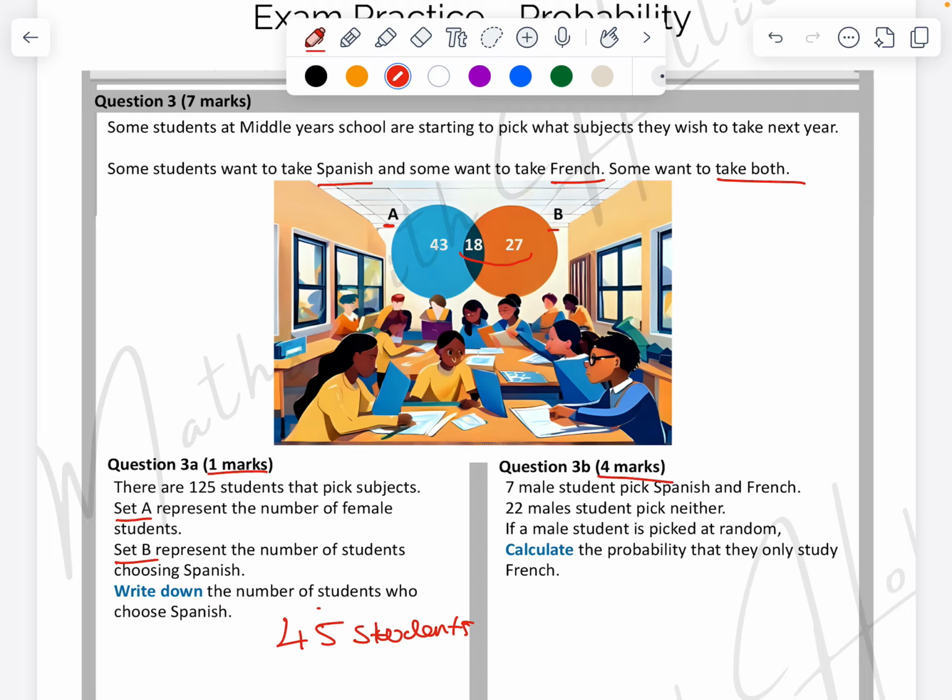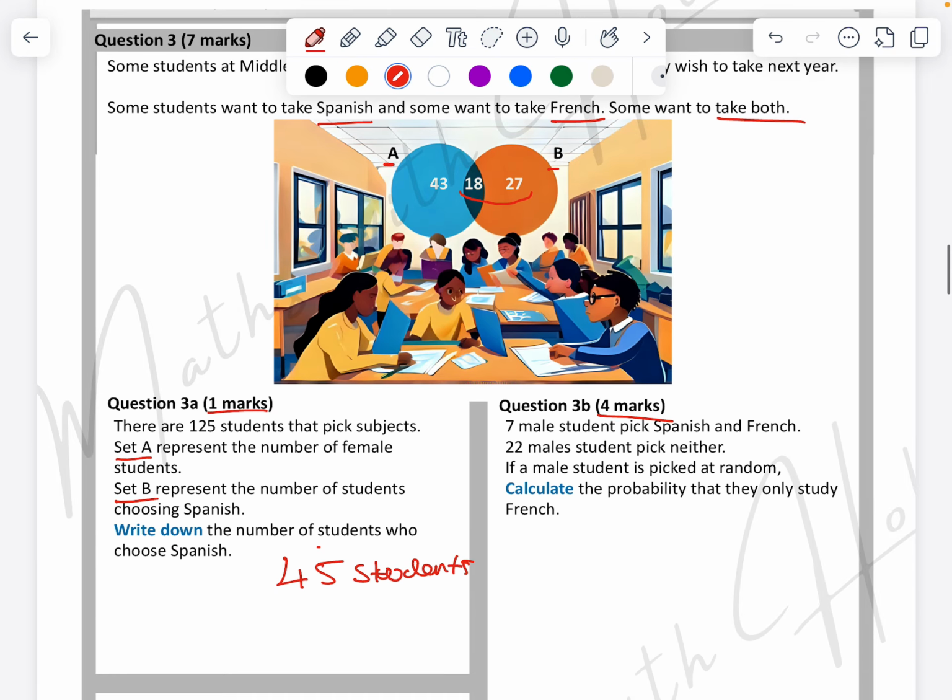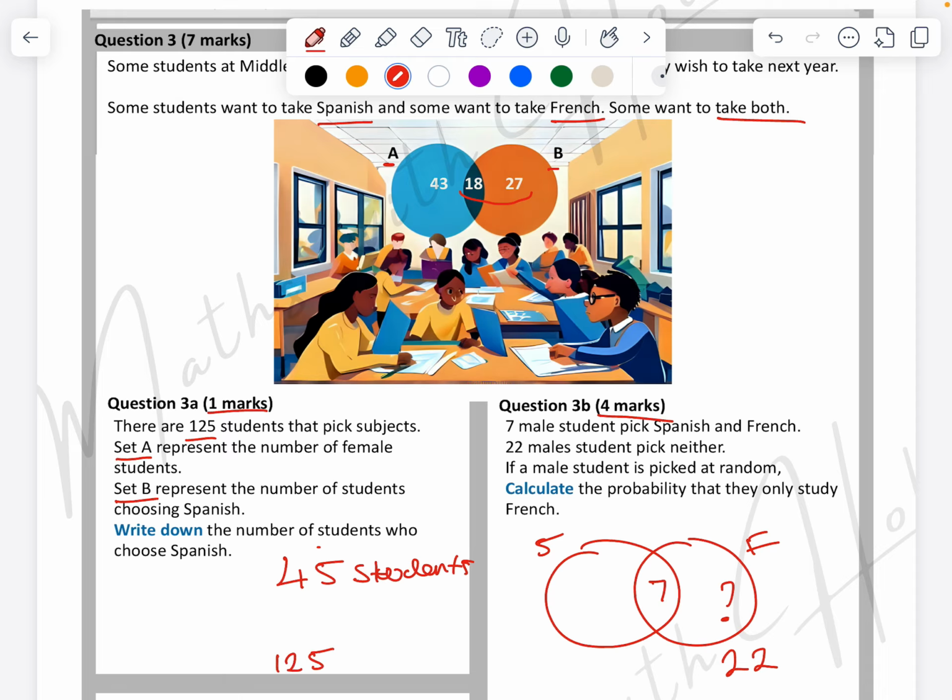Right, the next bit for 4 marks is where we need to think a little bit. It says the 7 male students pick Spanish and French. Okay, so I'm going to use a Venn diagram to help me here. So this is just for male students. So male, 7 do Spanish and French. Then it says 22 students pick neither, so that goes on the outside of the Venn diagram. And then it says if a male student is chosen at random, what's the probability that they choose only French? So this one here. Well, there's something I haven't worked out yet. It's how many male students I have. Okay, so in total there's 125 students.